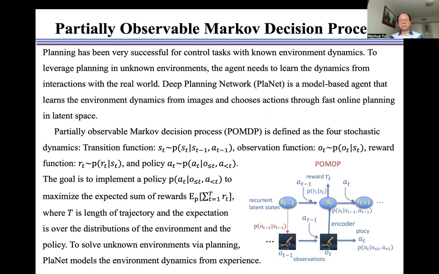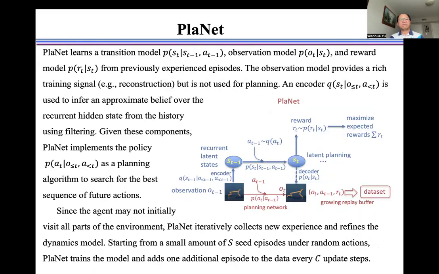To solve an unknown environment via planning, planning network models the environment dynamics from experience. Planning network learns a transition model, observation model, and reward model from previously experienced episodes. The observation model provides a rich training signal, but is not used for planning. An encoder q is used to infer an approximate belief over the recurrent hidden states from the history using filtering.